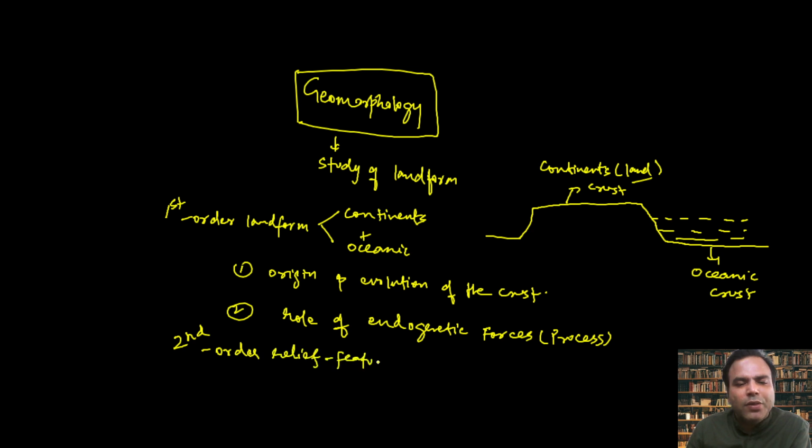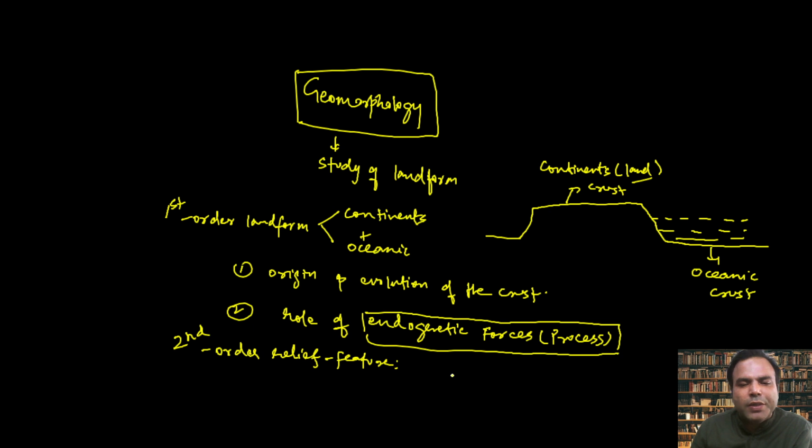Second order relief features are the byproduct of the action of endogenetic processes or forces, and these may be a mountain, a plateau, a plain, any kind of valleys, all kinds of features you can put. That means volcanic landforms, produced by earthquakes and volcanic eruptions, all come under second order relief features. And these are the original irregularities produced over the continental crust and the oceanic crust.